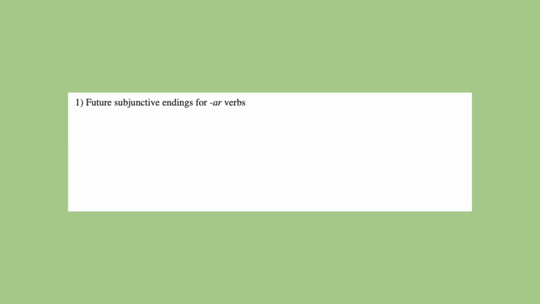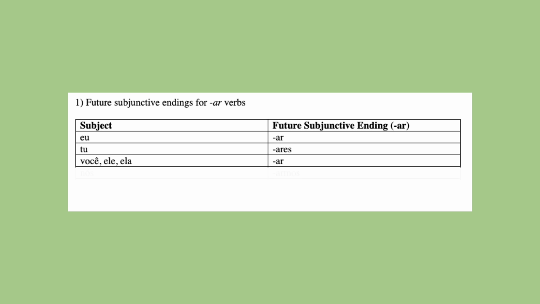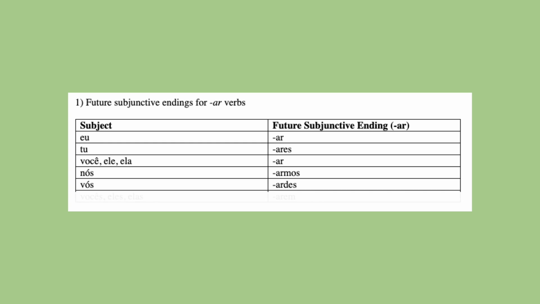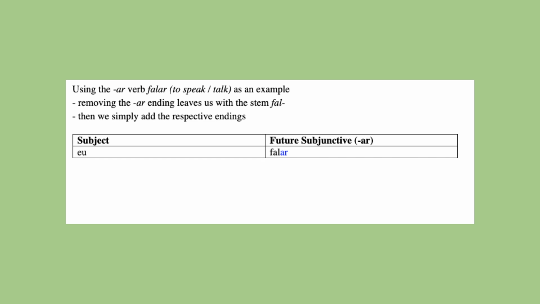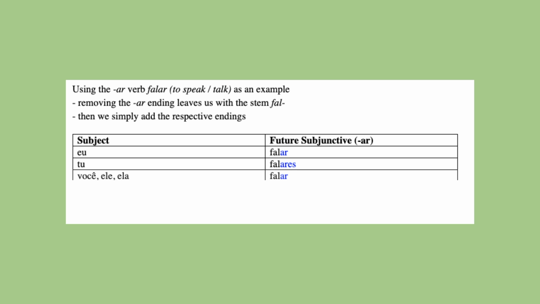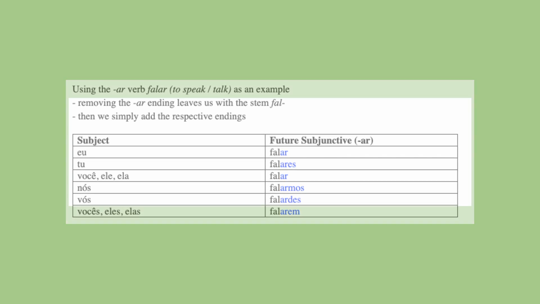The future subjunctive endings for AR verbs: ar, ares, ar, armos, arges, arem. Falar is a regular verb, so we just have to remove the AR ending to obtain the future subjunctive stem fal, and to this we add the future subjunctive endings afterwards: falar, falares, falar, falarmos, falarges, falarem.